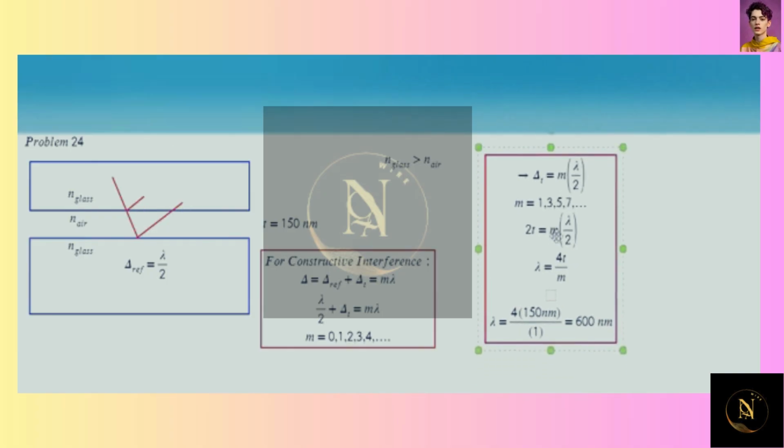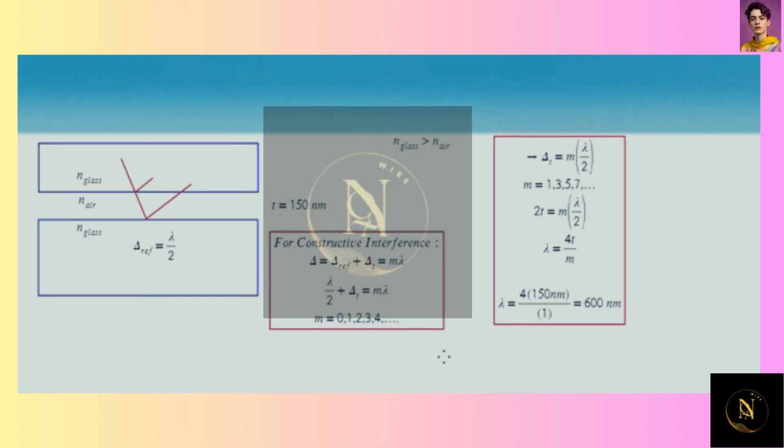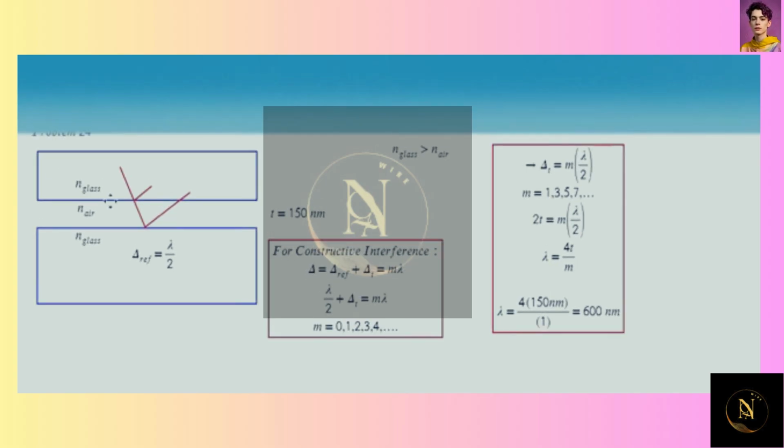So that answers the first part of the question. This is for constructive interference. The second part of the question asks, what is the wavelength that will destructively interfere? Before we move on, let's make a note that if we change m for any of these odd integers, we would also get a wavelength that would constructively interfere. Okay, so now let's move on to destructive interference.